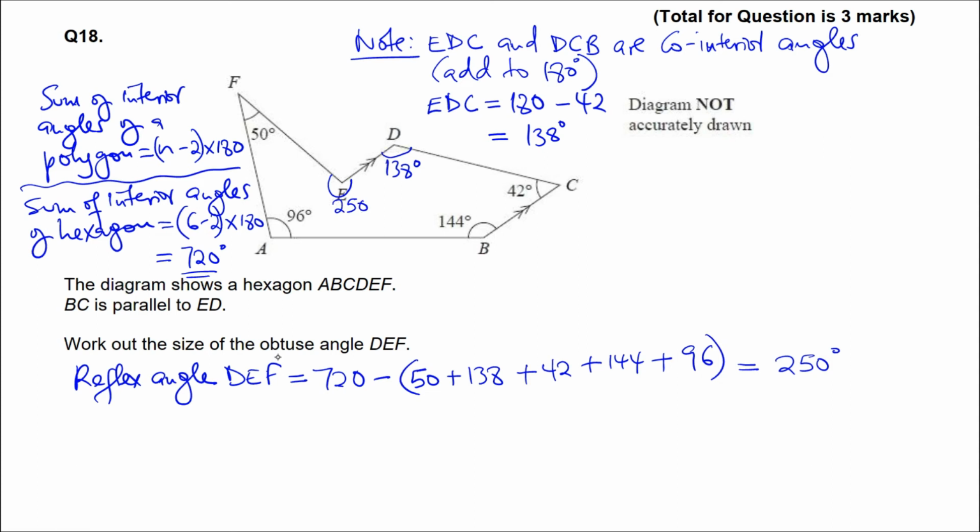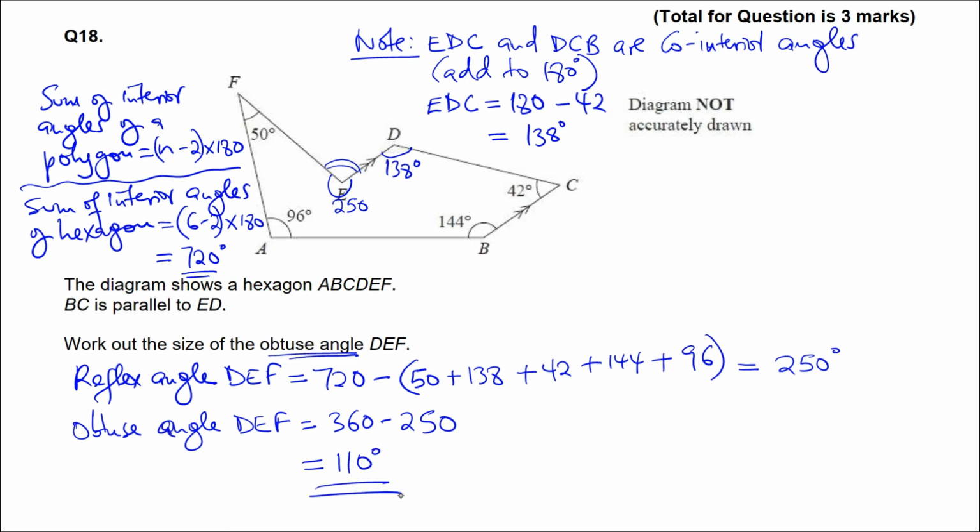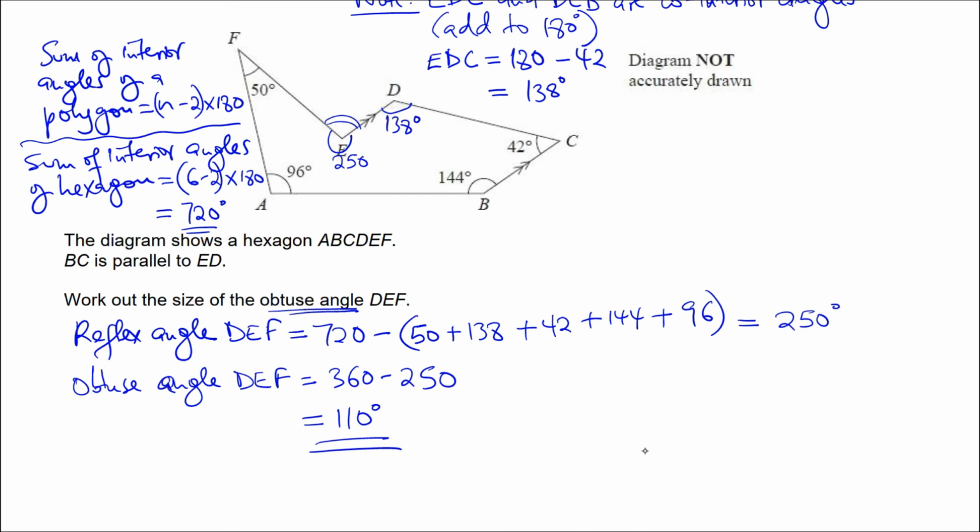But what we want is the obtuse angle, which is that one. So we can say obtuse angle DEF will be, all these angles add to 360, so 360 minus 250 degrees, and that will be equal to 110 degrees. Okay. Next question.